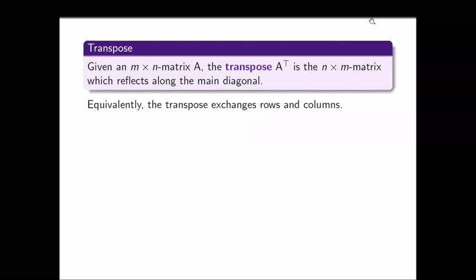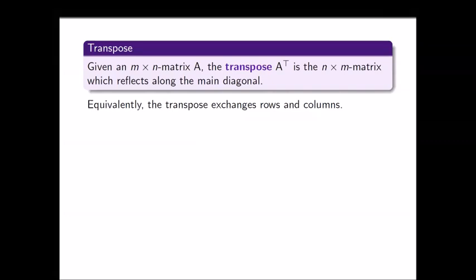So the last thing I want to talk about is this operation of a transpose. If I have an m by n matrix A, its transpose A^T is the n by m matrix which reflects along the main diagonal. In other words, the transpose exchanges the rows and the columns. Let's see an example.